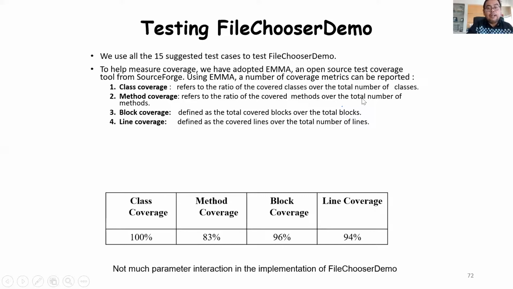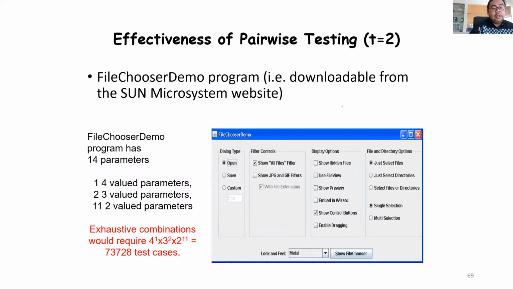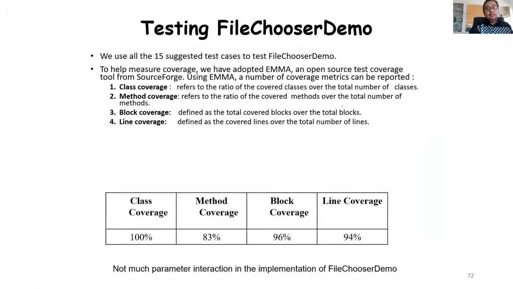Okay, and when we measured the coverage, even though we only did t equal to 2, we got method coverage of 83%, block coverage 96%, and line coverage 94%. That means we get very good coverage, even though we only did 15 test cases instead of 73,728 test cases. So we can get a good level of coverage in the testing.